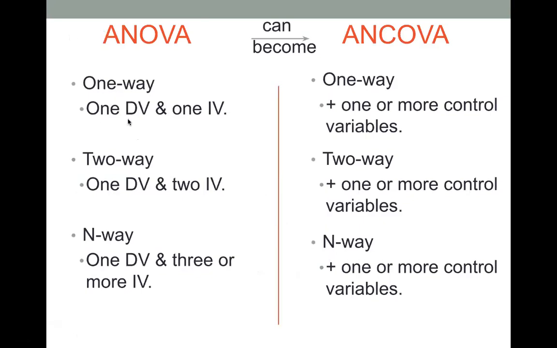So one-way ANOVA is only one dependent variable, one IV. Two-way, one dependent variable and two IVs. So this way is always determined by the number of IVs. N-way, the factorial way, you have one DV and then 3 or more IVs. Then you call it the N-way when you have 3 or more. Two IVs, two-way, one IV, one-way. Then ANCOVA is one-way plus one control, two-way plus one control, and then 3 IVs plus one control. I think it's very easy and very clear.